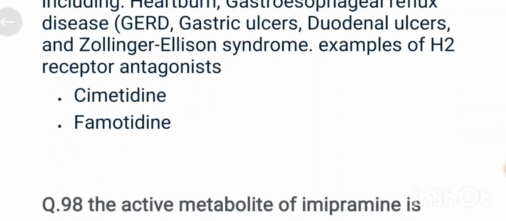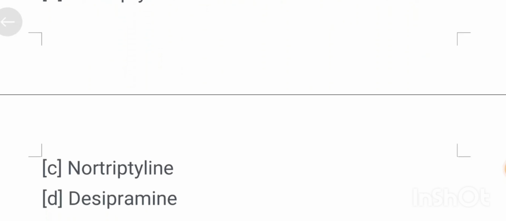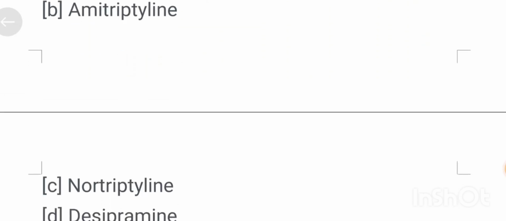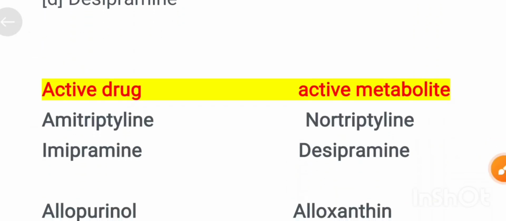Next question is, the active metabolite of imipramine is... Correct answer is option D, desipramine. Active drug, and these are active.